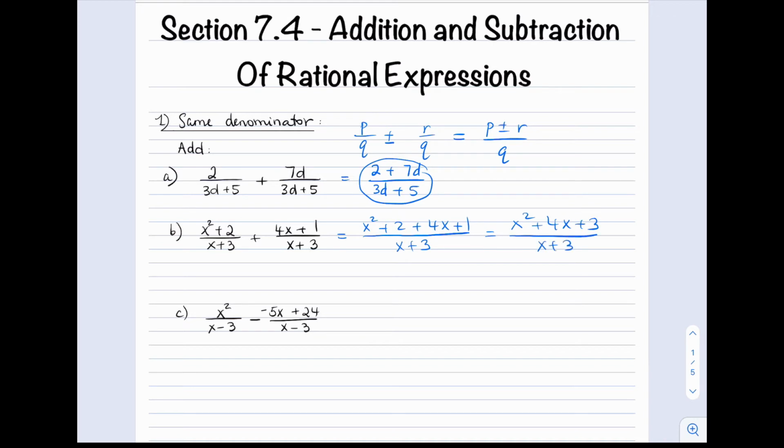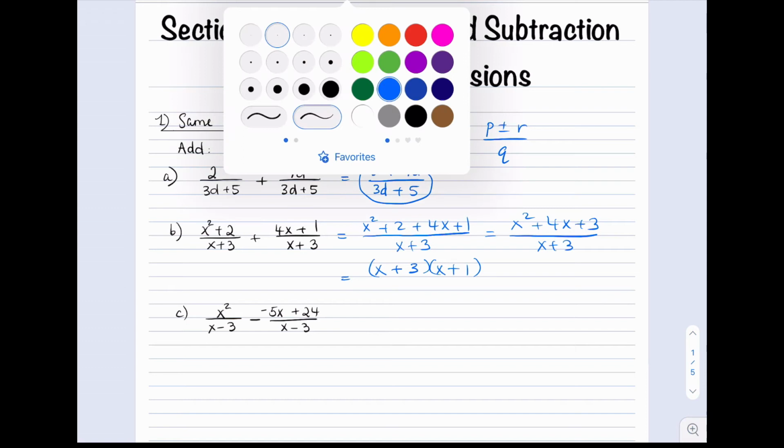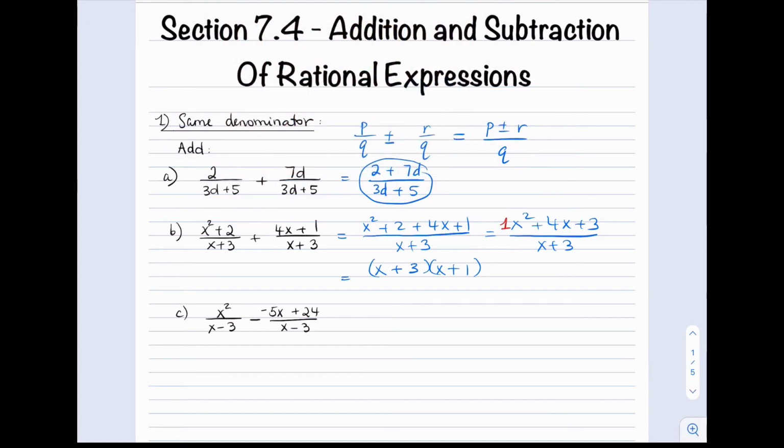Now the numerator is a trinomial, so we could try to factor that. So I could factor this as, let's see, two numbers multiplied to get 3, add to get 4, so that would be 3 and 1. Now we can only do this if the coefficient of the squared term is 1. If the coefficient is different from 1, then you would need to use the AC method. If it's negative 1, then you just factor out the negative.